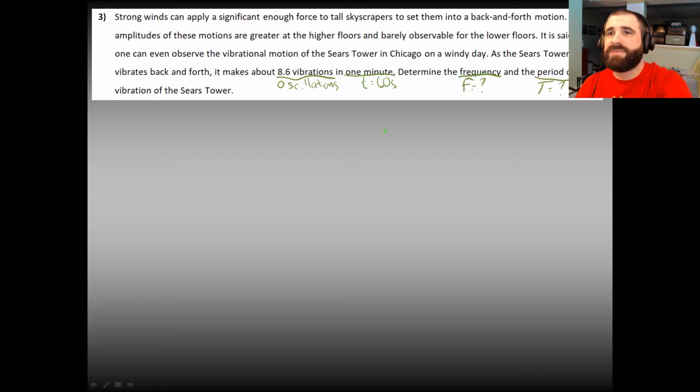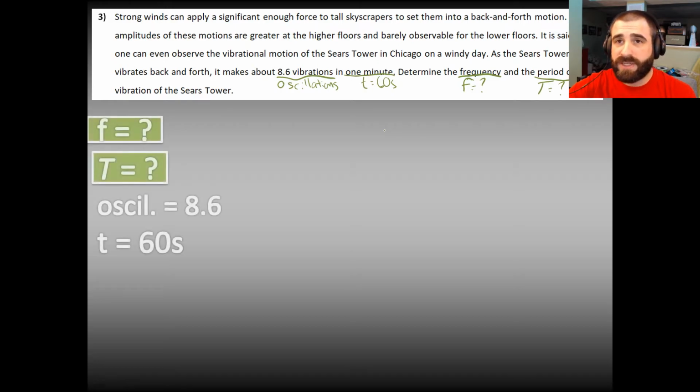We gotta convert things. We keep all our time units in seconds, because our frequency and period units are usually in terms of seconds and hertz. Hertz is per second, so we gotta be consistent with that. And then just like before, we're gonna use the definitions as the equations, because again, they didn't give us anything else, so we gotta use those.